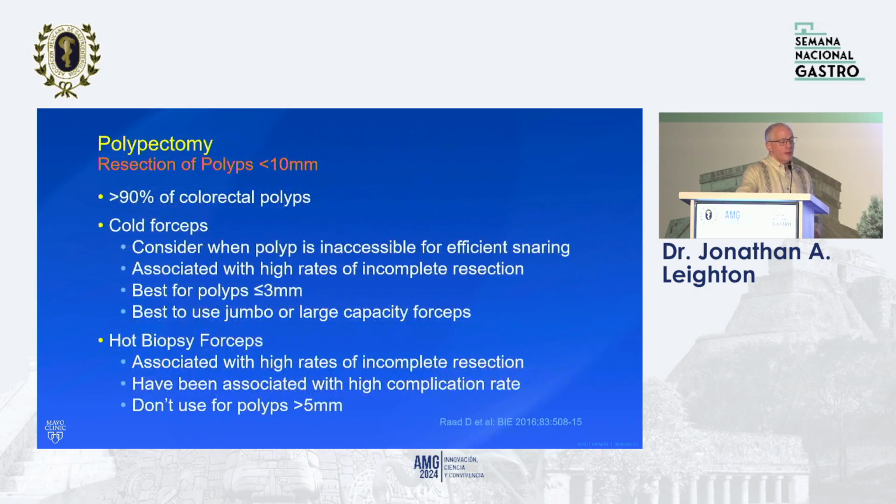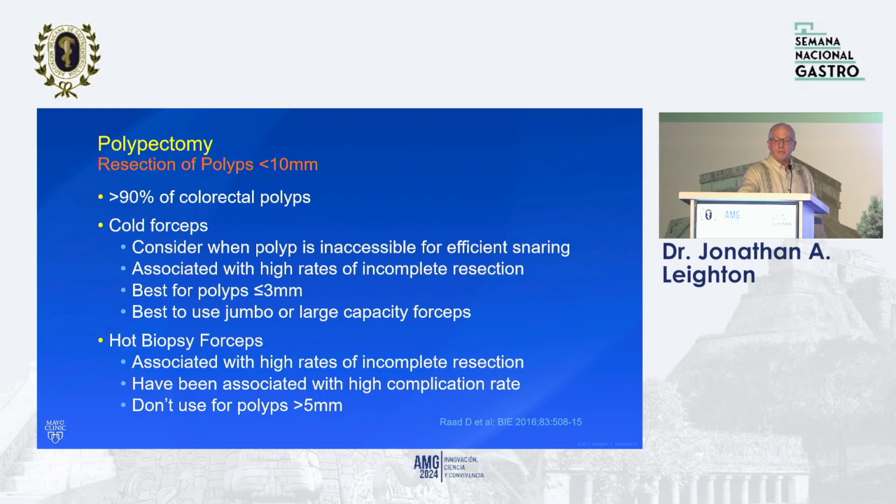Now moving into polypectomy. We're mainly talking about resection of polyps less than 10 millimeters, which are 90% of the polyps. When it comes to cold forceps, I don't use it very often, but you can use it when the polyp's inaccessible for efficient snaring. It's associated, though, with high rates of incomplete resection. For me, it's best used for polyps less than 3 millimeters, where you can grab the whole polyp at one time, and it's best to use the jumbo or large capacity forceps.